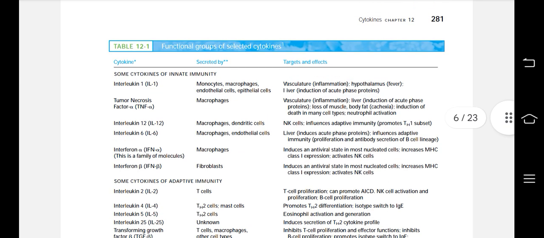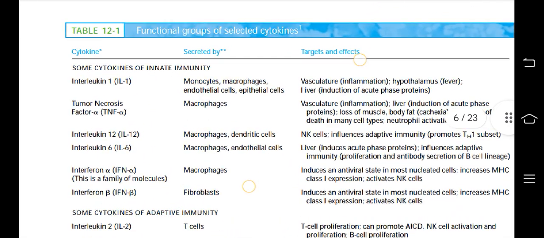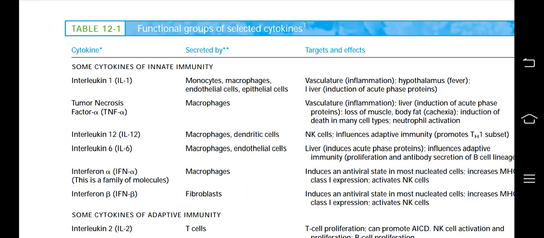Here we could see a picture which depicts functional groups of selected cytokines. Some cytokines of innate immunity. Interleukin 1, IL-1: monocytes, macrophages, endothelial cells, and epithelial cells secrete them.